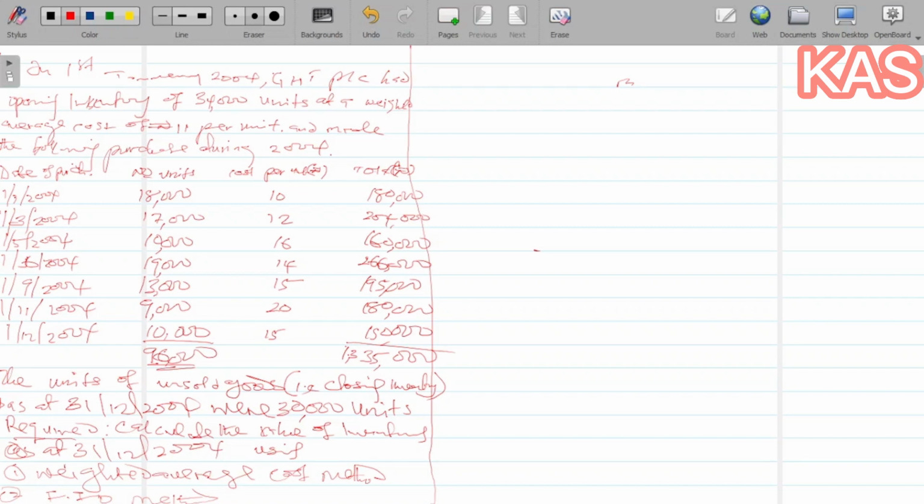Okay, so we are going to look at this question, which is under IAS 2, and this is the first question we are going to treat under IAS 2, which is inventories. So we have this question, you can see it there.